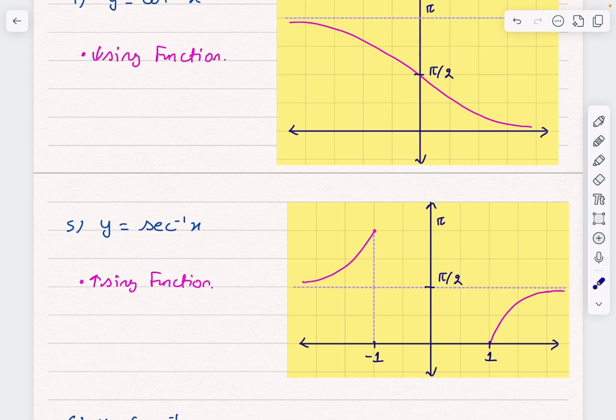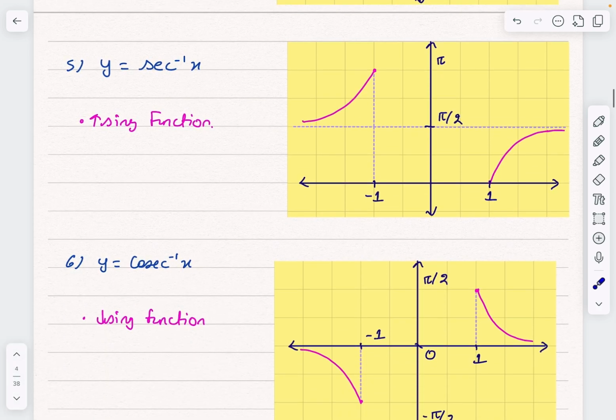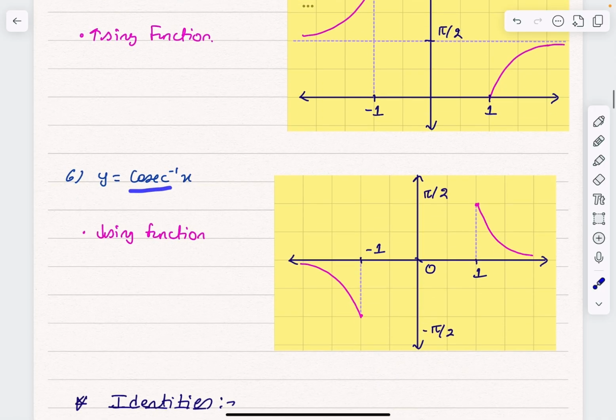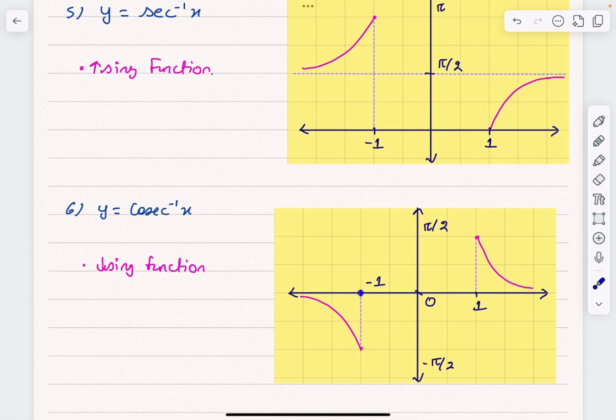Next, cosecant inverse x. For this, you see value at -1 will be minus pi by 2, value at 1 will be pi by 2. After 1, it will be coming closer to 0. Before 1, it will be coming closer to 0. So it will be a decreasing function. First 0 to minus pi by 2, then pi by 2 to 0. So you see, it will never meet 0. That is why 0 was open.